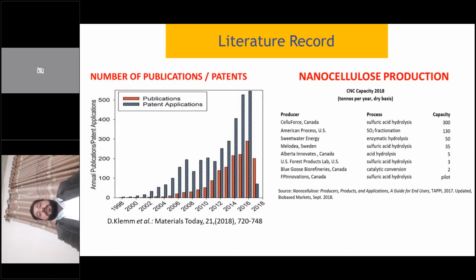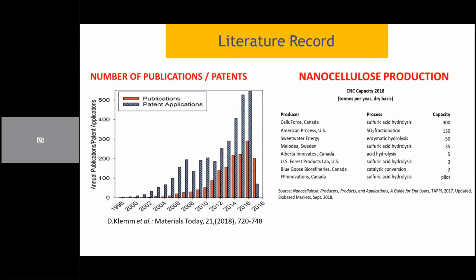This slide reveals the literature record of all the publications and patents up till 2018, which have been published in international and impact journals. You can see that the record shows more than 500 publications and patents per annum for nanocellulose production and nanocellulose research, in which it is either used as a filler or for making composites.